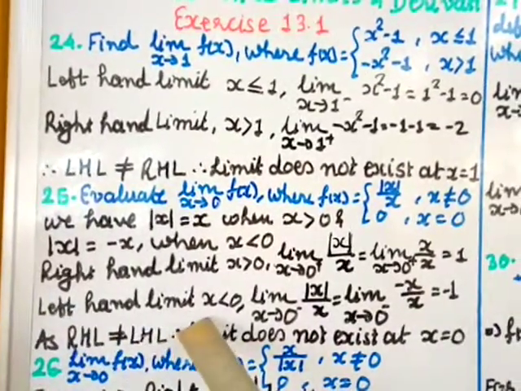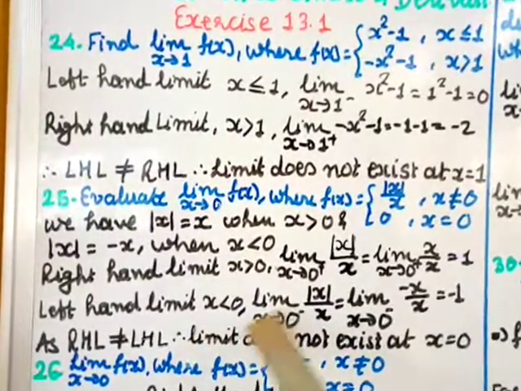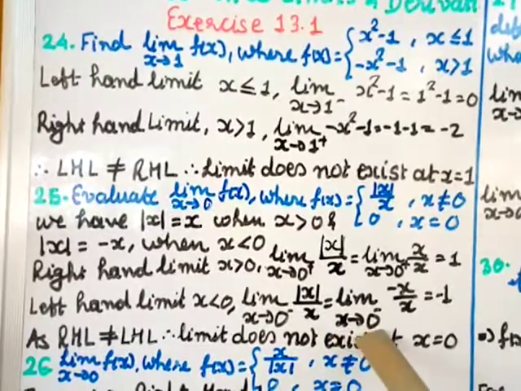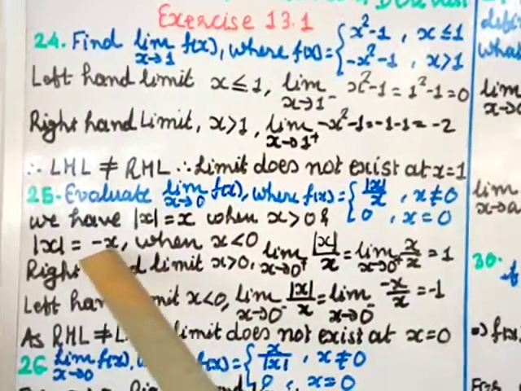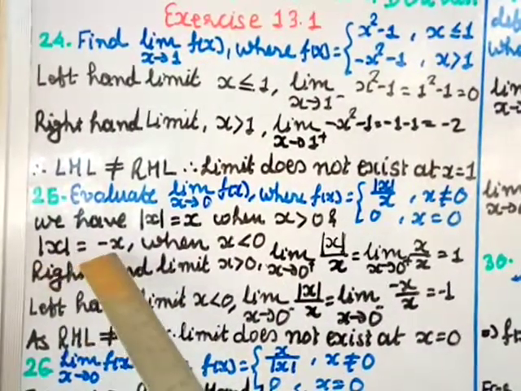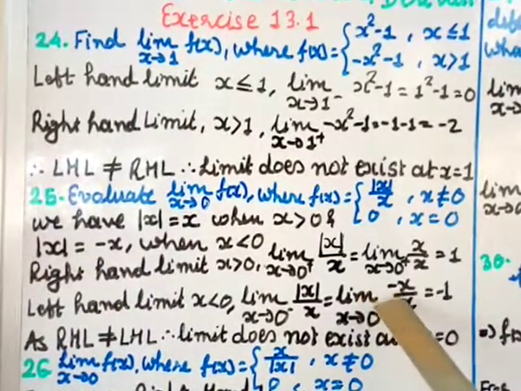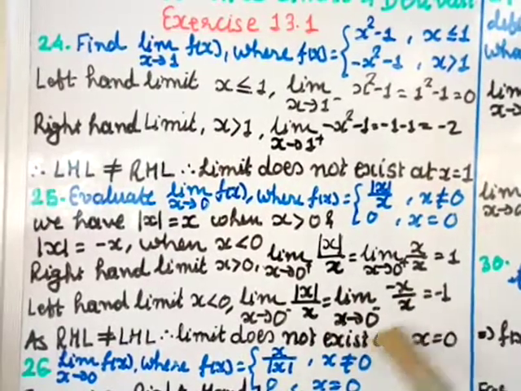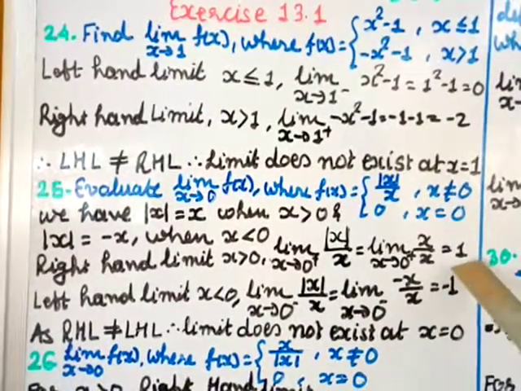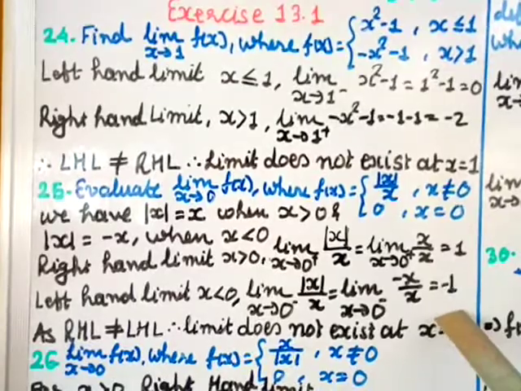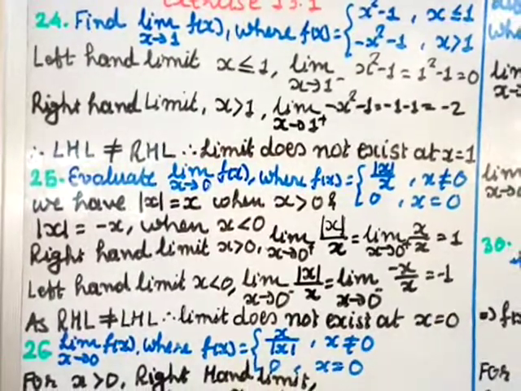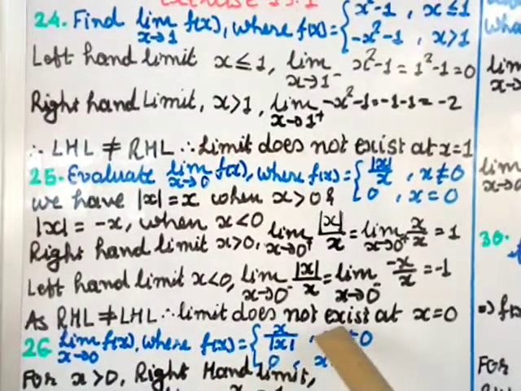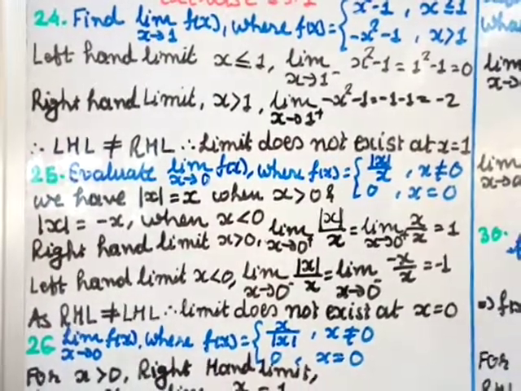Then the left hand limit, for x less than 0, limit x tends to 0 minus modulus of x by x is equal to limit x tends to 0 minus, when x is less than 0, we take modulus of x as minus x. So we put here minus x by x, which gives you minus 1. And this is a constant function, so limit of this will be minus 1. So here right hand limit is 1, left hand limit is minus 1. So both are different. Therefore, as right hand limit is not equal to left hand limit, limit does not exist at x equal to 0.